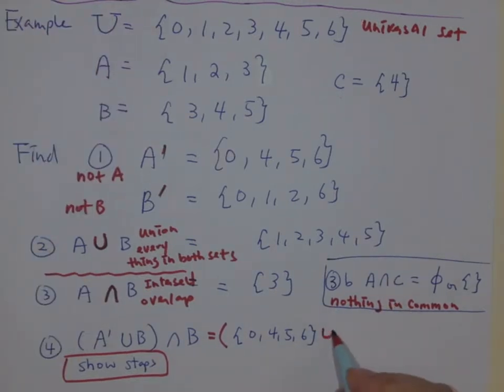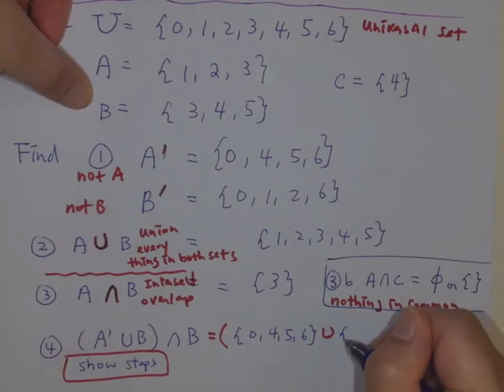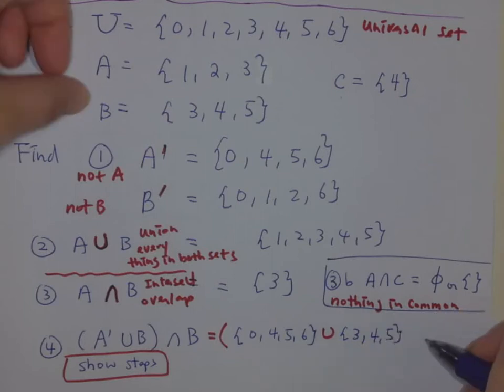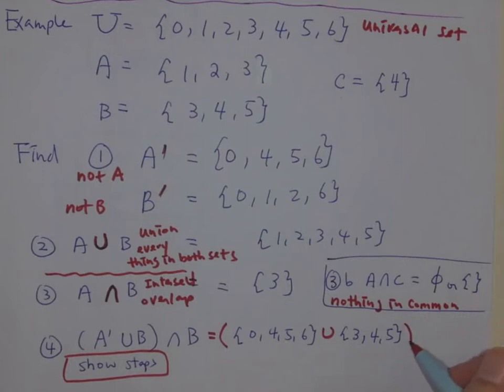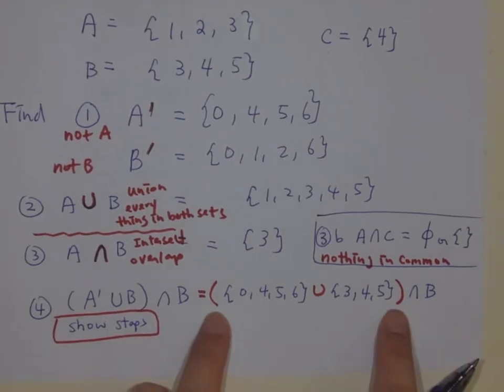Otherwise, the whole thing is going to be wrong, right? And then I need to union my B. B is this guy. So take your time. Make sure you pick the correct set. 3, 4, 5, okay, and then we close that, and then after that we're supposed to intersect with B, right? So let's do a step at a time following the order of operations. I should do the one in the parenthesis first, right?